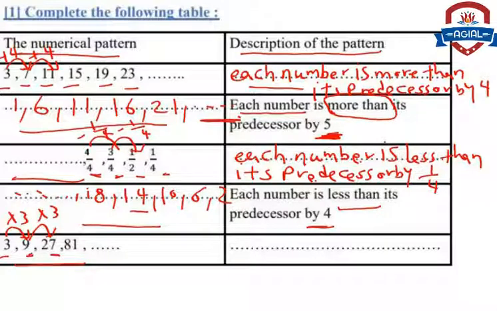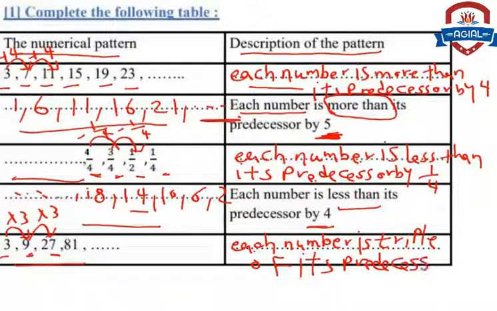So the number 9 is a triple of 3. And 27 is triple of 9. And 81 is triple of 27. So the description of this pattern is each number is triple of its predecessor.